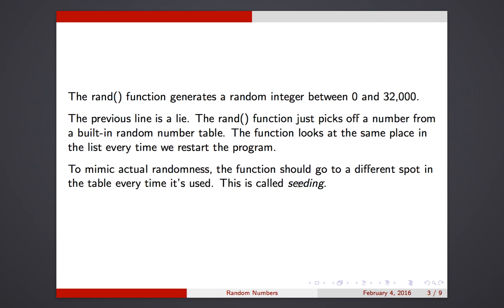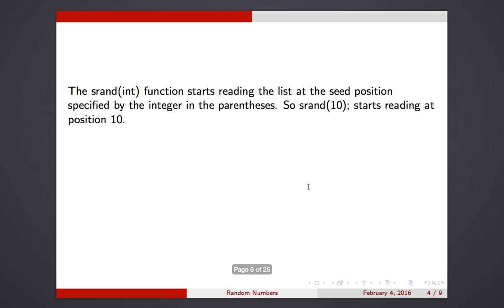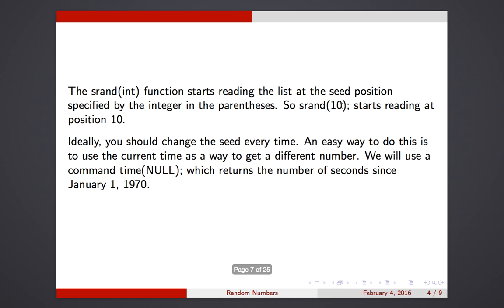You need a process called seeding. Let me just tell you how that works. There's a function called srand, and the S stands for seeding. You put an integer inside of it, and it starts reading the random number table at the seed position specified by this integer. So if you say srand 10, that means that when it goes inside the random number table, it's going to start reading at the 10th number. If you put a 30 in there, that would mean go to the 30th entry inside the random number table. So ideally, every time you run the program, the seed should at least possibly change. It shouldn't stay the same every time.